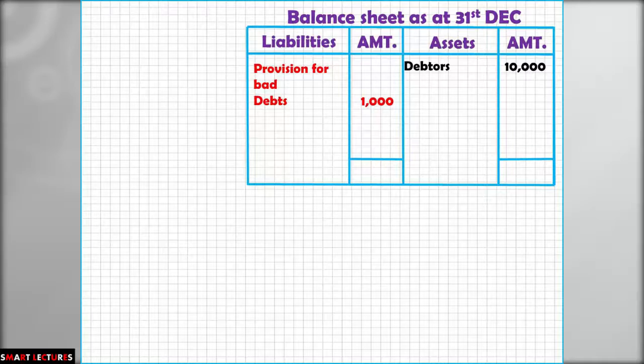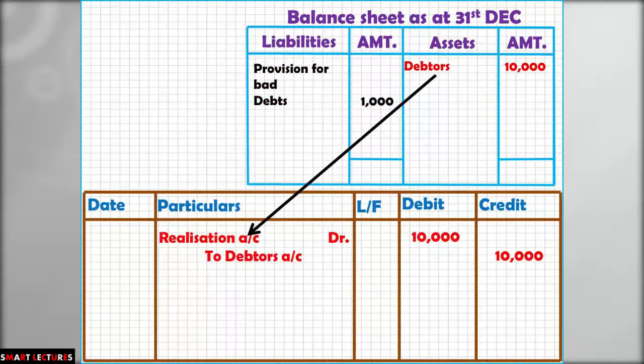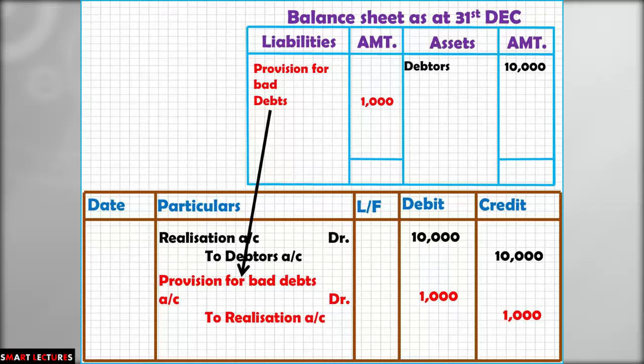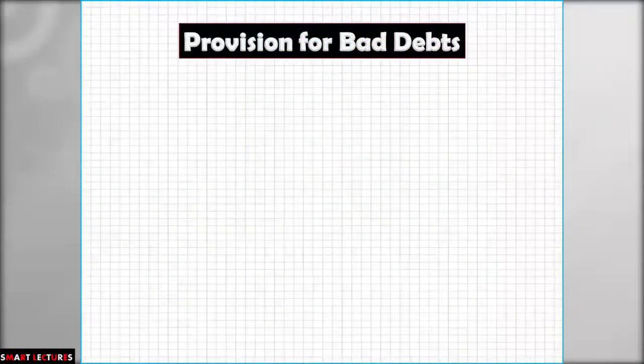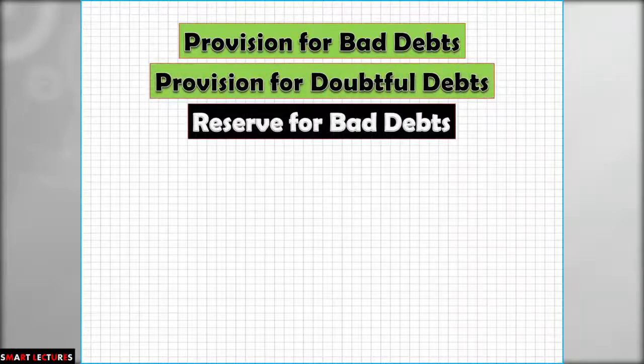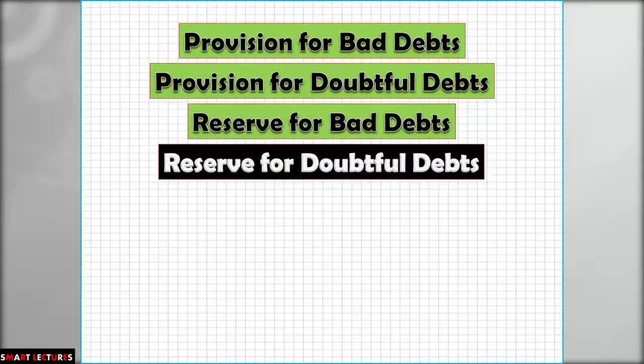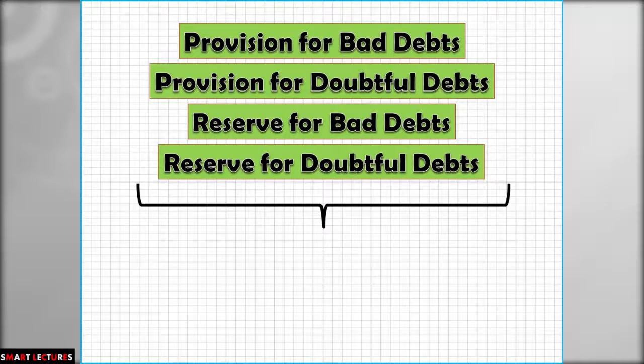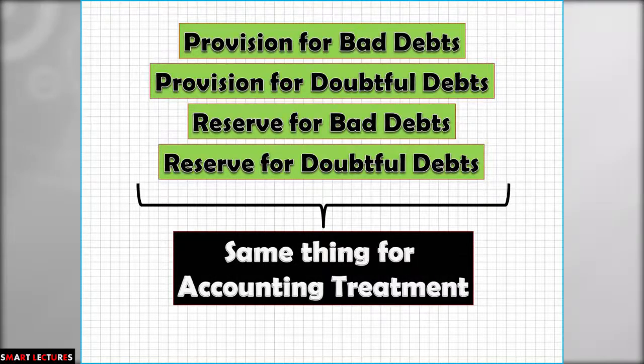So in that situation the same treatment will be given, means realization account debit to debtors rupees 10,000 and provision for bad debts account debit to realization account rupees 1,000. And one thing more, provision for bad debts, provision for doubtful debts, reserve for bad debts, reserve for doubtful debts, they all are one and same thing for the accounting treatment.